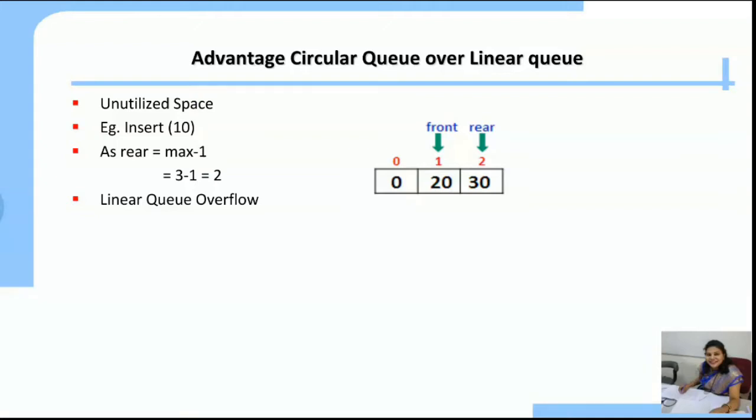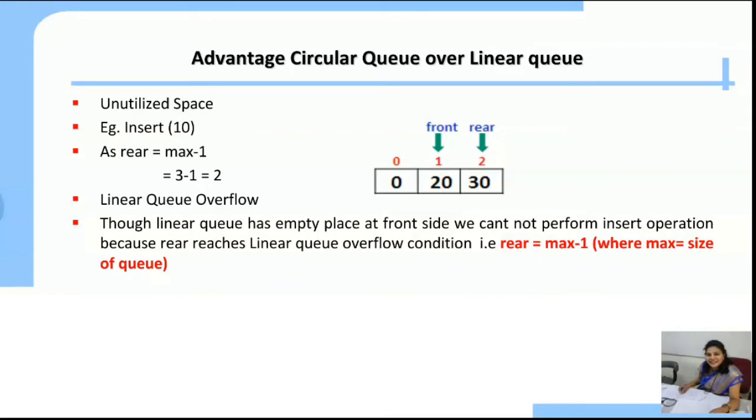Though it has empty places at the front side, you can see that at the index 0 there is no element, we cannot insert element into this linear queue. Why? Because the rear has reached the max minus 1 location, that is rear is equal to 2. So this is the unutilized space disadvantage of the linear queue. Though linear queue has an empty place at the front side, we cannot perform the insert operation.